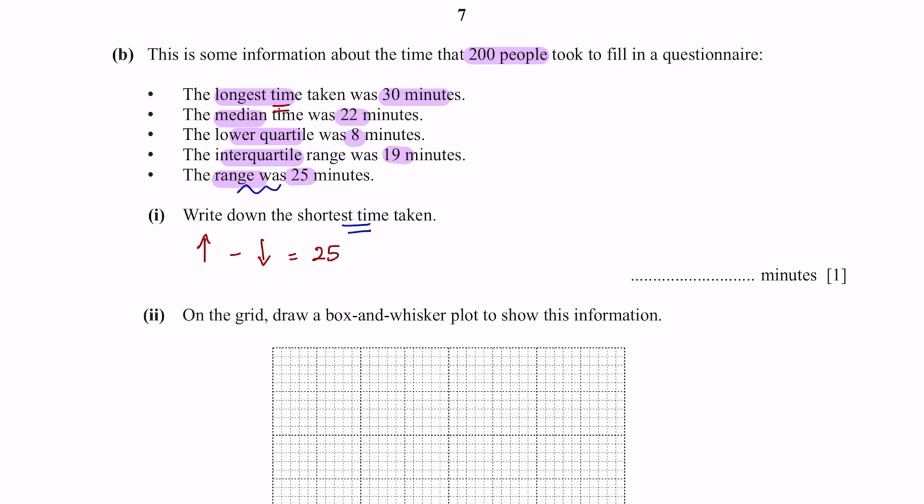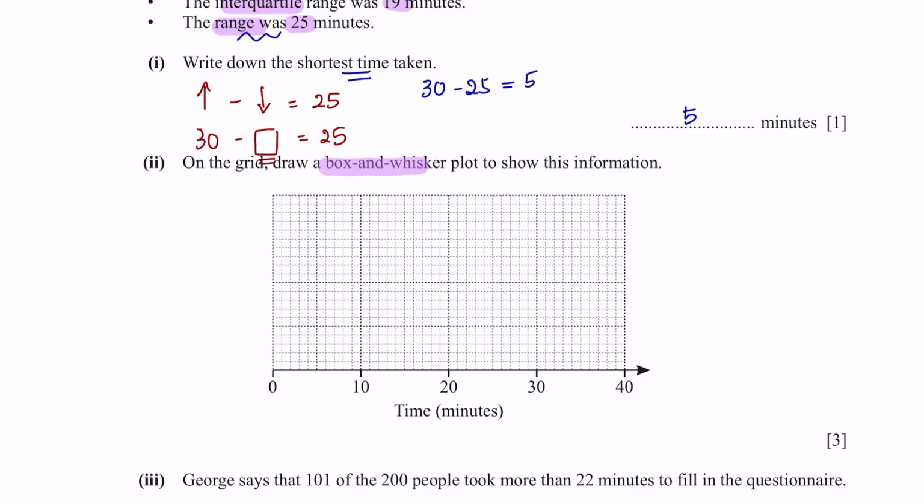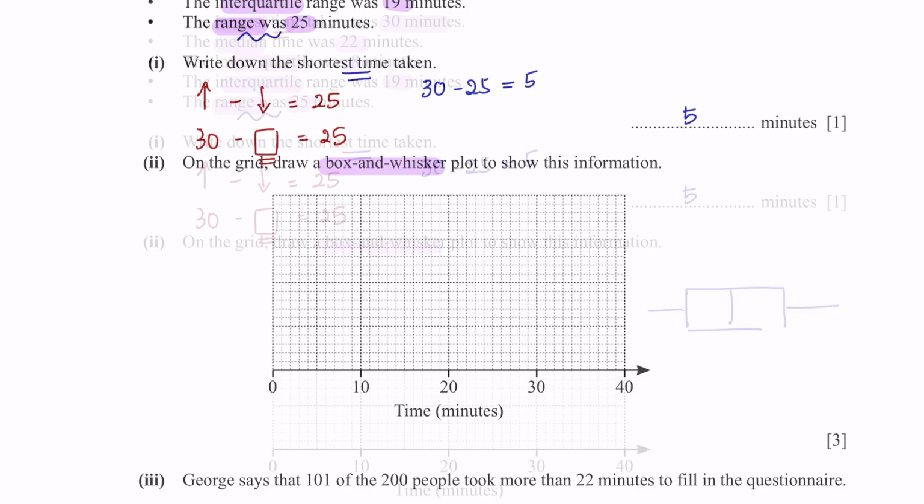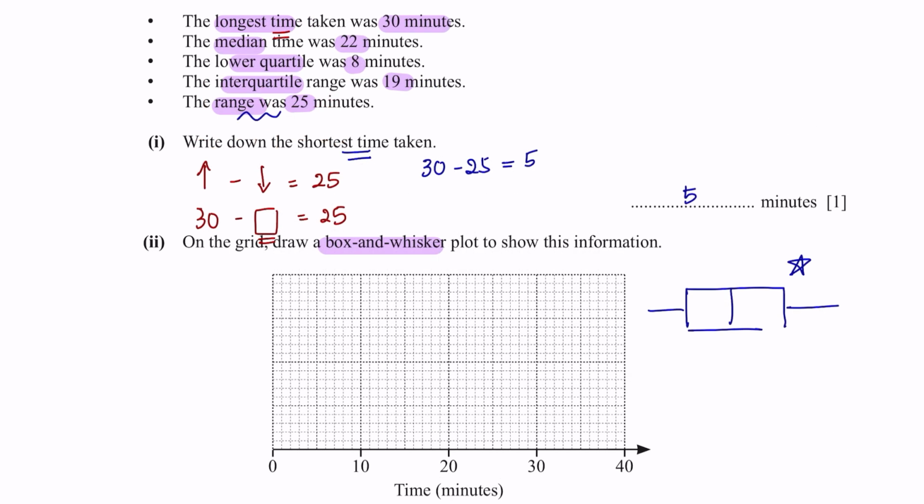We have given here that the longest time was 30 minutes, which means that the shortest time here is 5 minutes. Okay, part 2, draw a box and whisker plot to show this information. This is what a box and whisker plot would look like. This is the point of the shortest time, this is the point of the longest time, this is the point of the median, this is the lower quartile, and this is the upper quartile. And the range between this is the interquartile range.